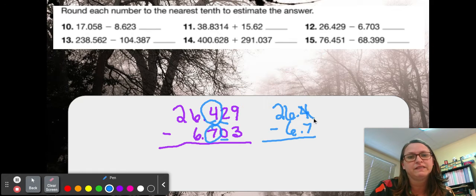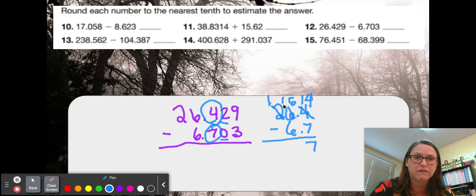Now I'm going to subtract. I can't do 4 minus 7, so I have to borrow. My 4 becomes a 14, and my 6 becomes a 5. 14 minus 7 is 7. 5 minus 6 I can't do, I have to borrow, so my 2 becomes a 1, and my 5 becomes a 15. 15 minus 6 would be 9, and 1 minus nothing is 1, so my answer would be 19.7.